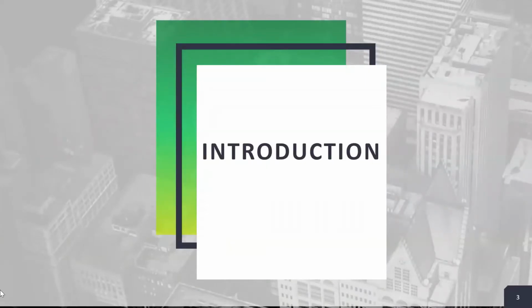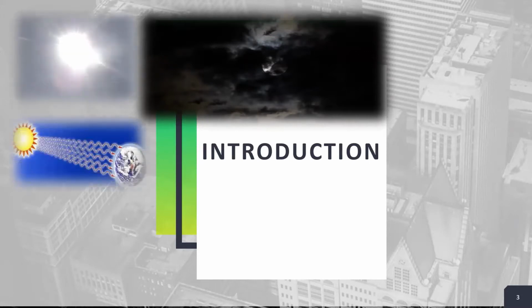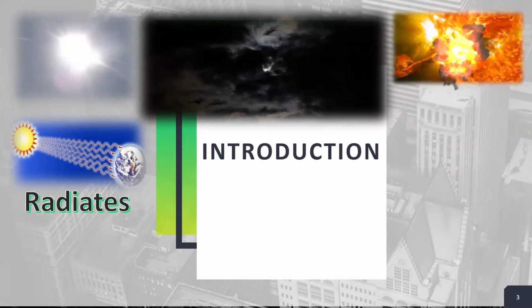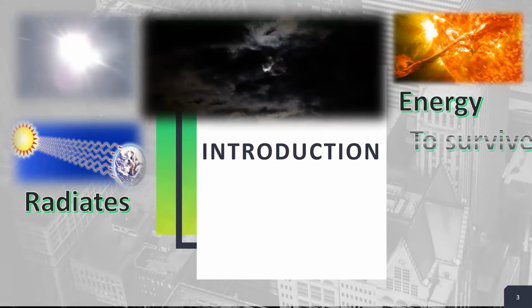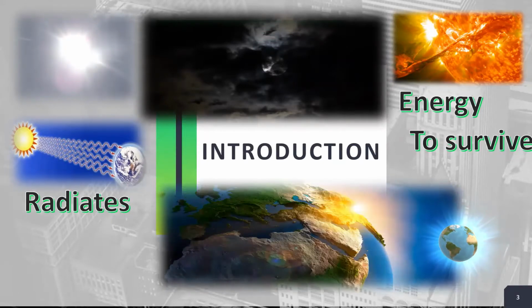We can see objects around us because light from them enters our eyes. Without light, we cannot see at all. Our main source of light is the sun. The sun radiates light and heat through space to us. Light and heat are forms of energy that we need to survive. Without the radiation from the sun, life on Earth would not be possible.